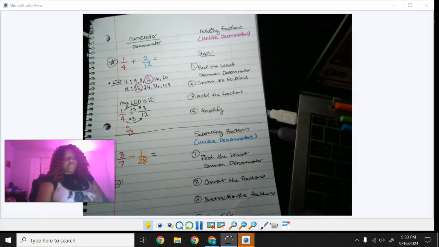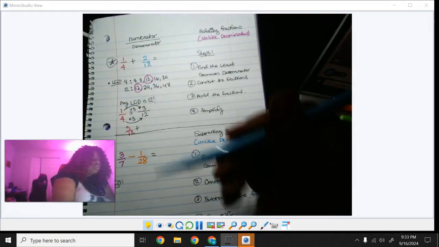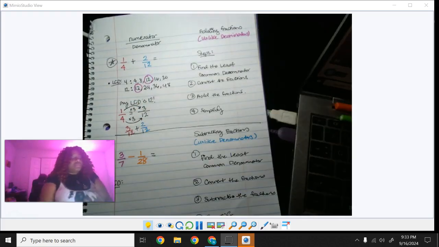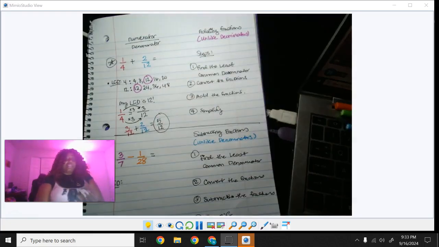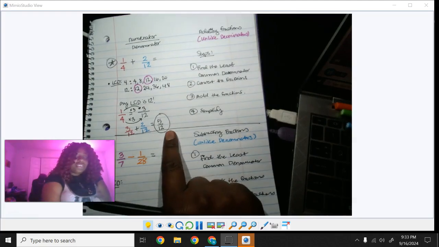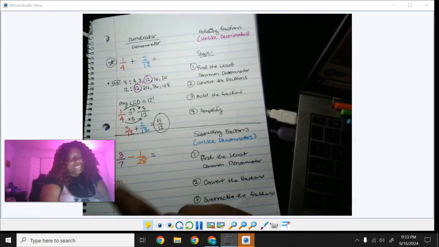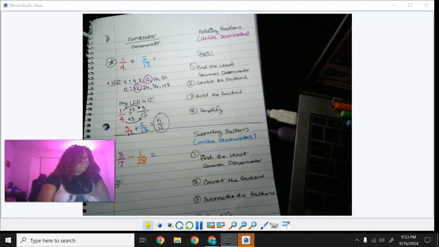So 3/12 plus 2/12, they both have the same denominator now, is going to give me a total of 5/12. And that number is already simplified, because if it were 6/12, then it would reduce to 1/2, but it is 5/12, so that is simplified.